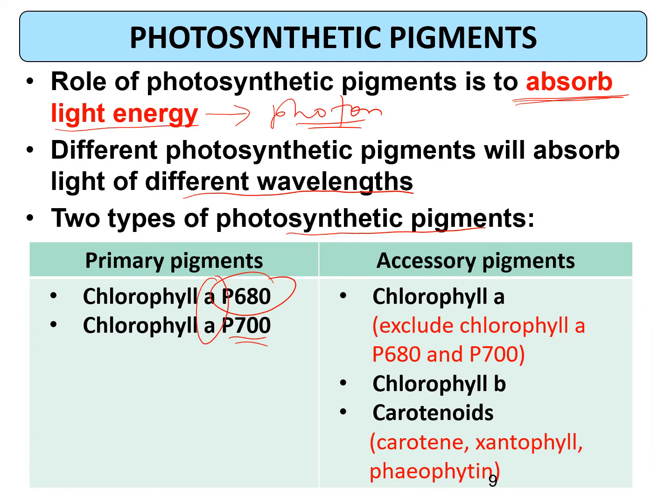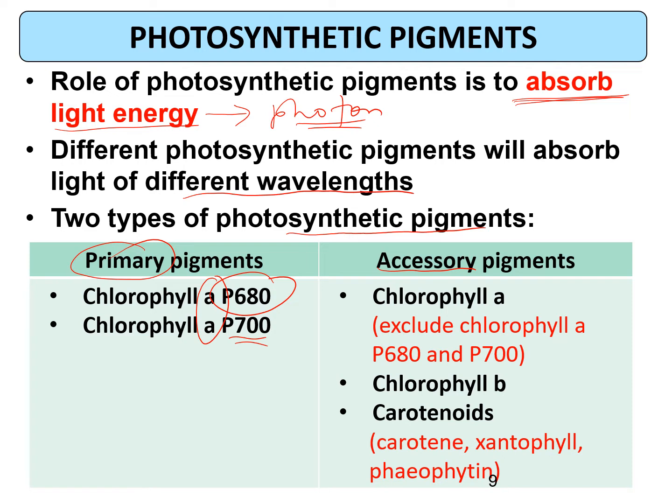So there are a few types of chlorophyll. The most common that we will find in plants is chlorophyll A, because chlorophyll A is the primary pigment, while the rest of the other chlorophyll is called accessory pigments. Alright, even chlorophyll A has a few types.